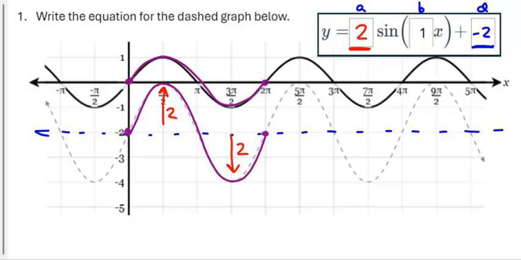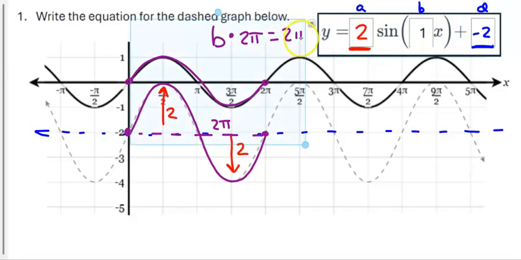So keep in mind that the B value times the period, which the period here is from here to here, is 2 pi. 2 pi is supposed to equal 2 pi. So the B value has to be 1, because 1 times 2 pi is 2 pi.